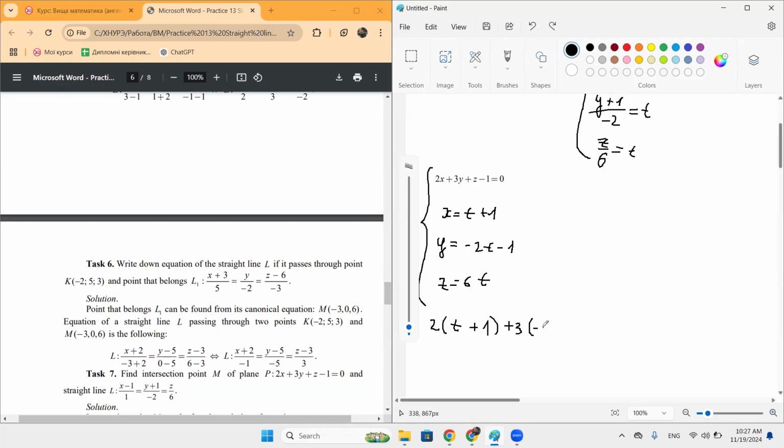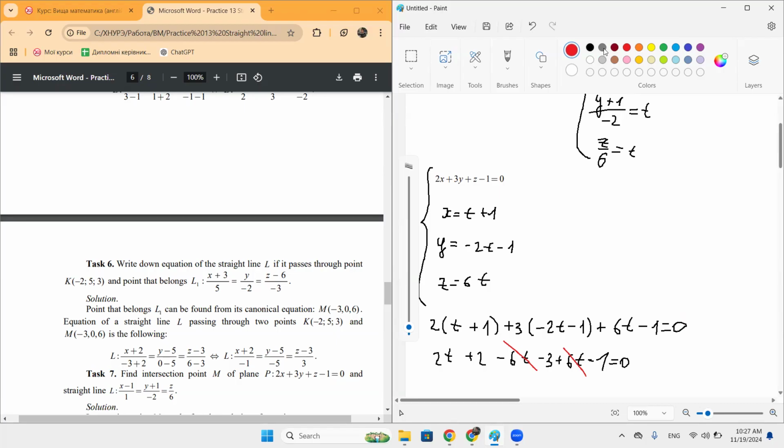minus (2t minus 1) plus 6t minus 1. And now we need to solve this linear equation with respect to t, and that's all we need to do here. So minus 6t minus 3 plus 6t minus 1 equals 0. Oh, nice. 6t will be eliminated.